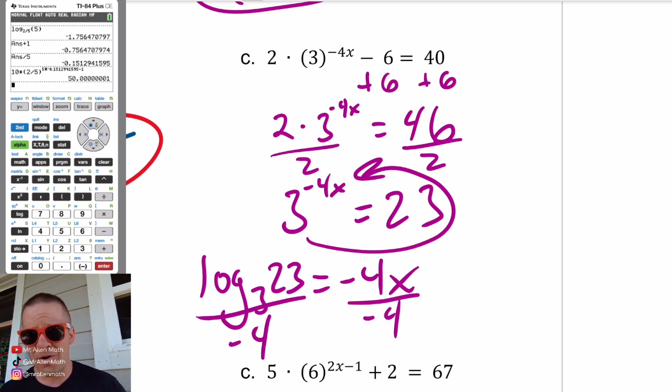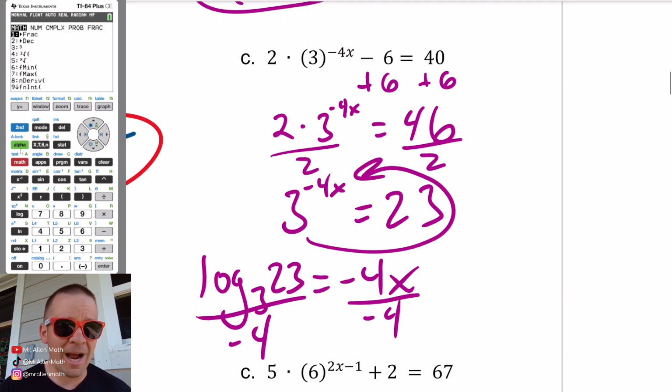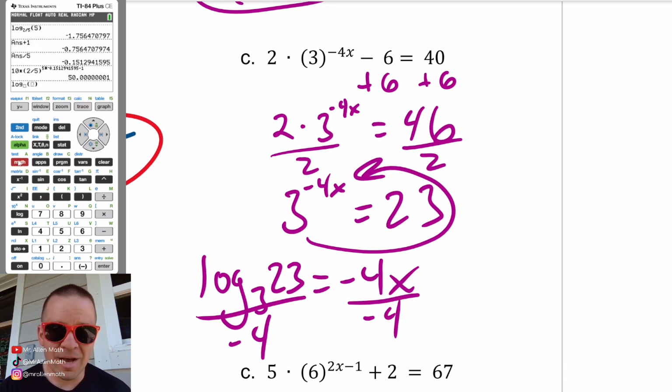Bro, I can just type all that in at once in this calculator, right? We're going to hit that math, alpha, math. And I'm going to give, let's see here, 3. Then we got 23.